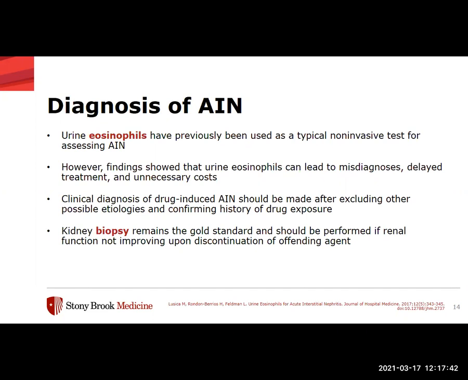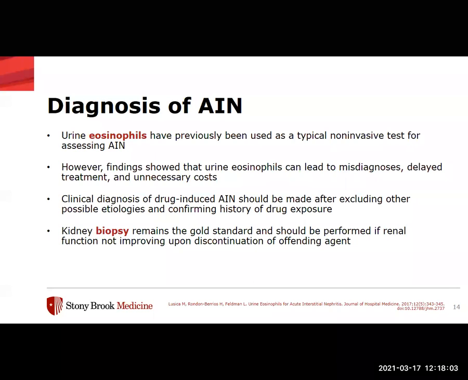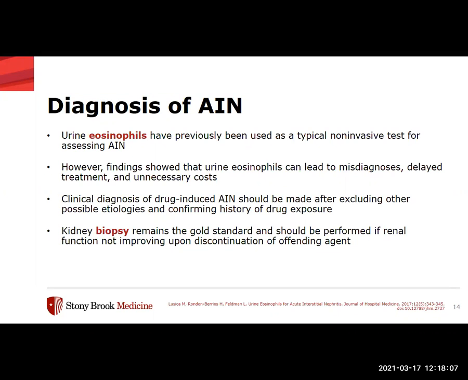So ultimately, the diagnosis of drug-induced acute interstitial nephritis should be made after exclusion of other etiologies and confirmation of drug exposure history. And this diagnosis is ultimately reinforced when the kidney function improves after the offending agent is discontinued. If the kidney function does not improve after discontinuation of the offending agent, a kidney biopsy may be necessary.